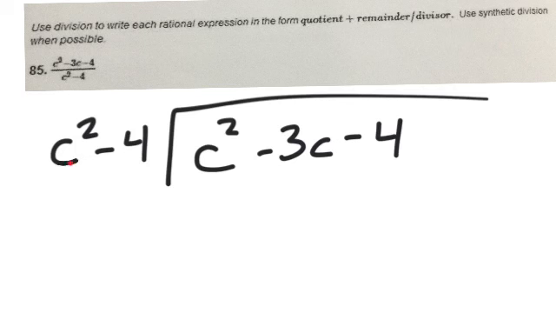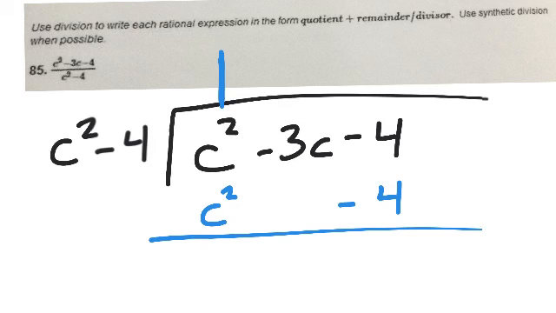So again, I want my first terms to cancel. Right here it's a c squared, and I want it to be a c squared. So what do I need to multiply c squared by to make it be c squared? 1. Then I distribute that out. 1 times c squared is c squared. 1 times negative 4 is negative 4. Now where would that stack? The negative 4 should be over here with the constant. And there is nothing that should go underneath the negative 3c because it has no like terms.